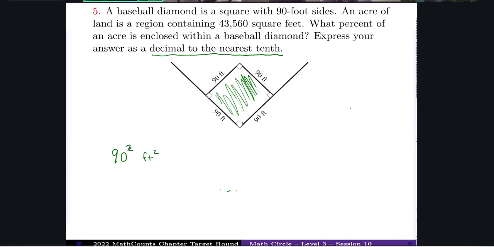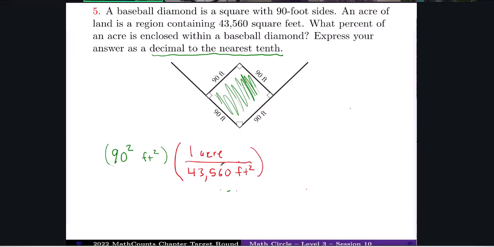So we'd have 90 squared square feet here. Now I want to convert this into acres, right? And I'm given a conversion factor here that 1 acre is the same thing as 43,560 feet squared, or square feet.